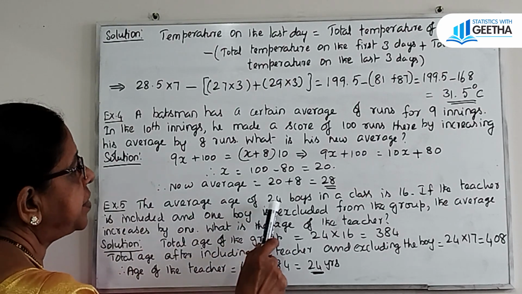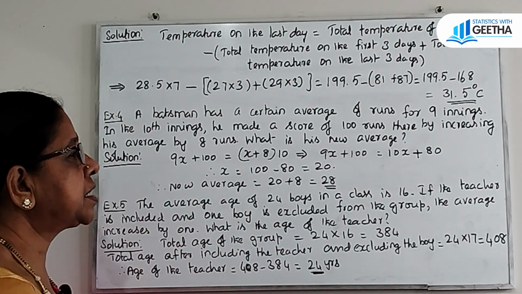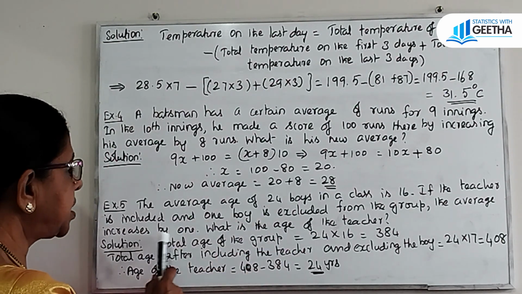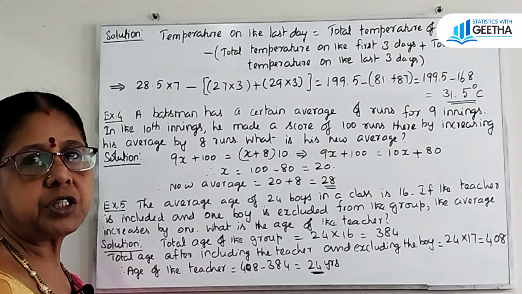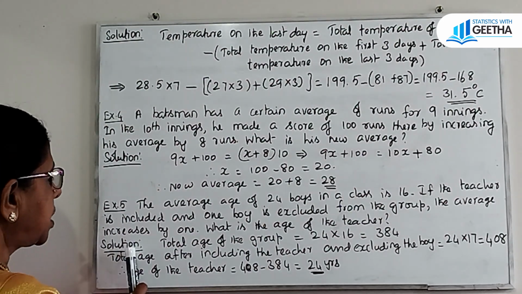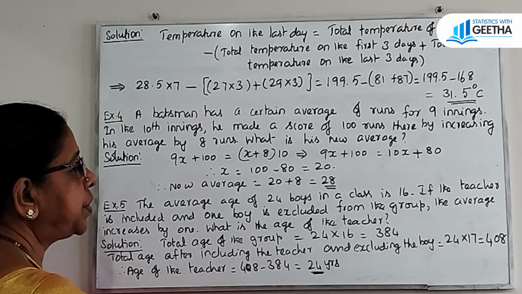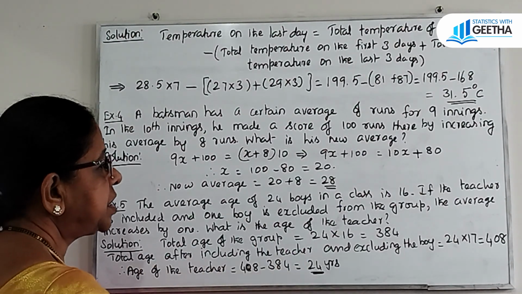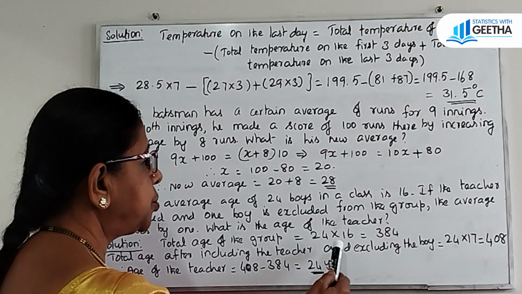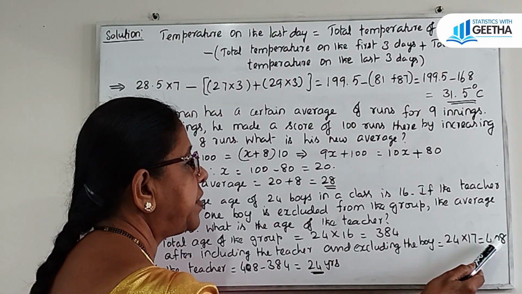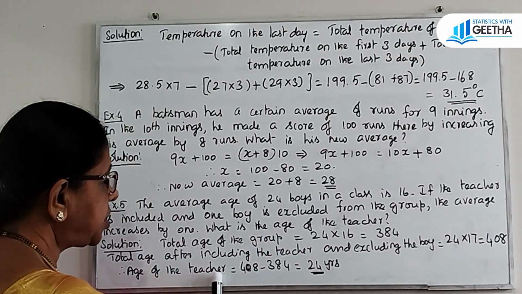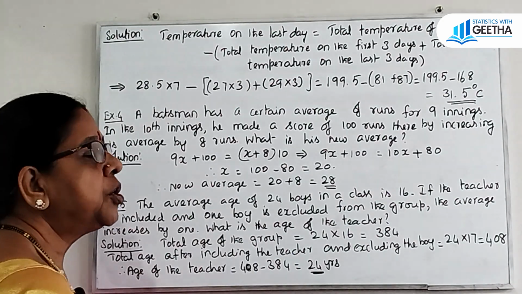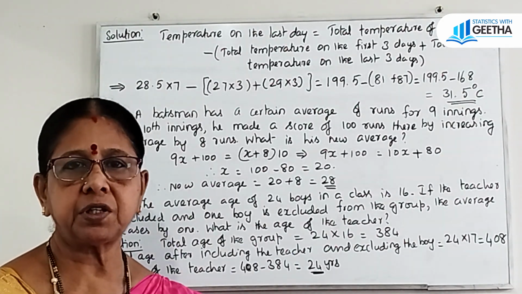Exercise number 5. The average age of 24 boys in a class is 16. If the teacher is included and one boy is excluded from the group, the average increases by 1. What is the age of the teacher? Solution. Total age of the group equals 24 into 16, that is 384. Total age after including the teacher and excluding the boy: the average age goes up by one year, so 24 into 17, that is 408. Therefore, the age of the teacher equals the difference between these two, 408 minus 384, which is 24 years. The age of the teacher is 24 years.